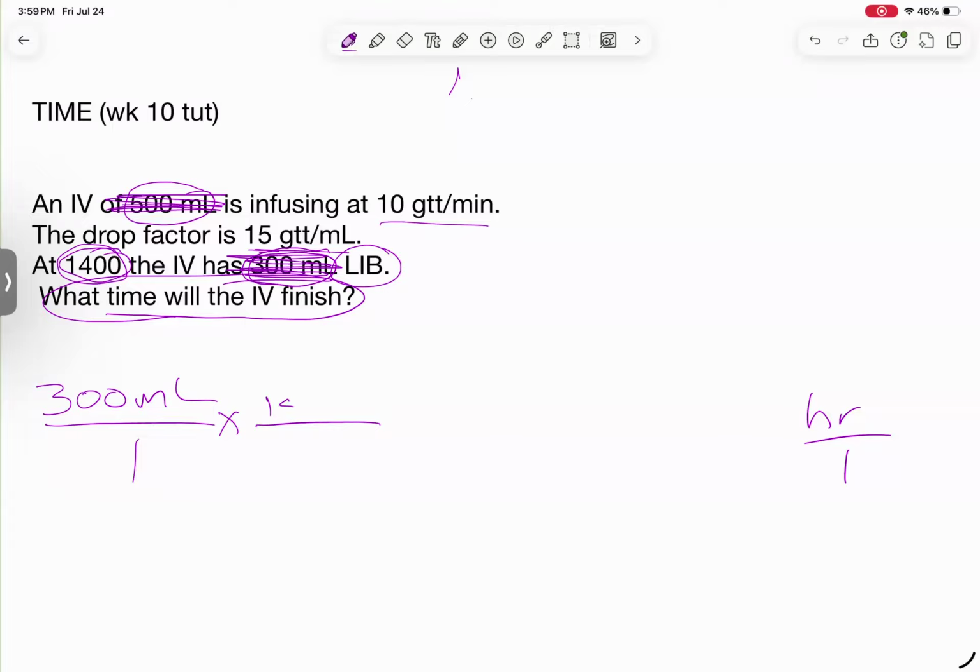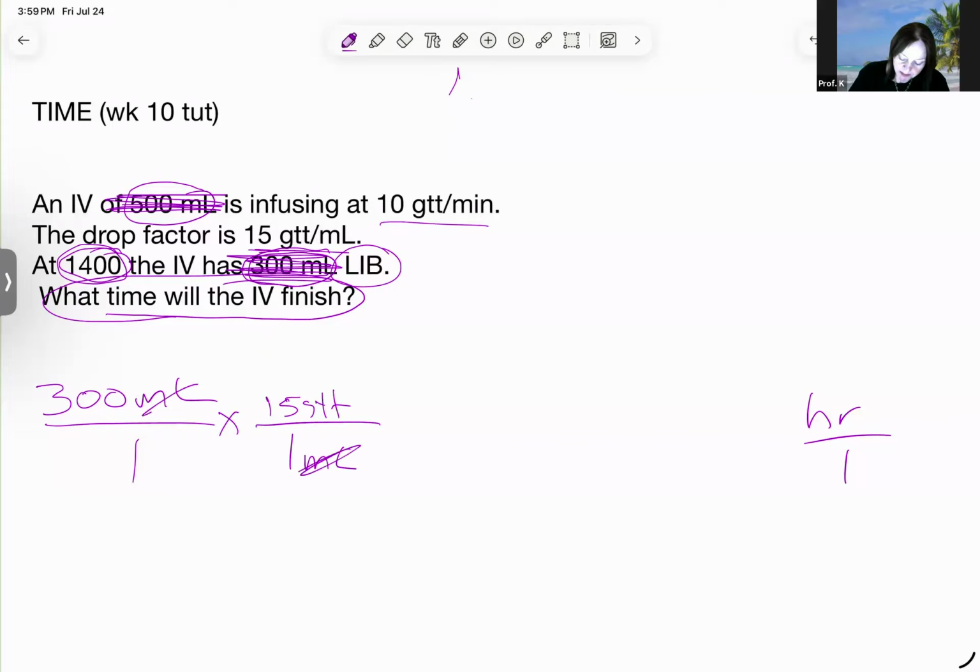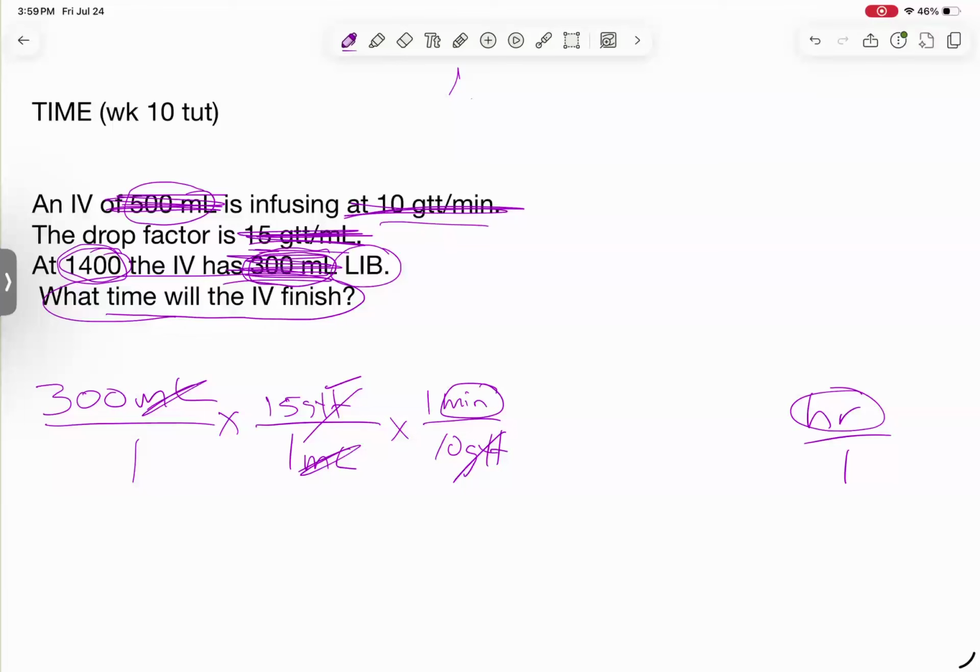15 over 1 ml. Okay, cool. That gets rid of my milliliters, cross it off. What can get rid of my drops? 1 minute on the top over 10 drops. Minute over 10 drops. Okay, cool. What do I do to change minute to hour? 1 hour over 60 minutes. Okay.